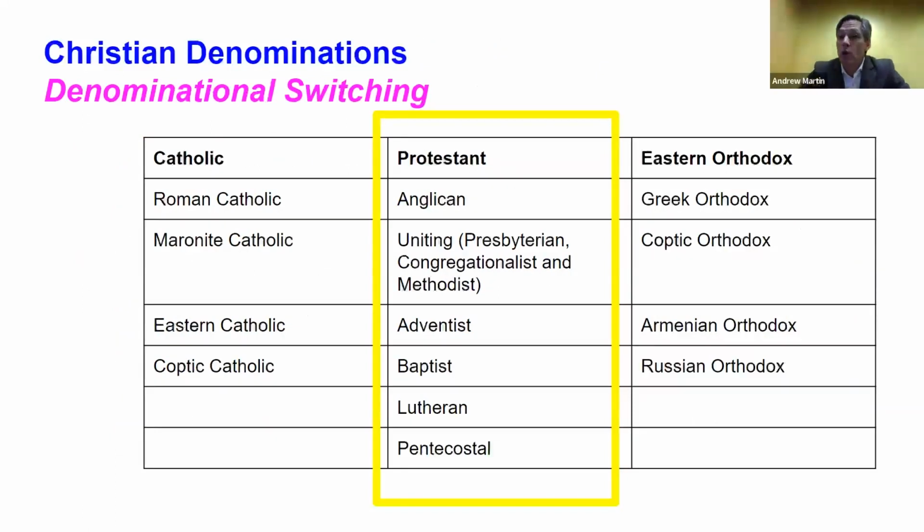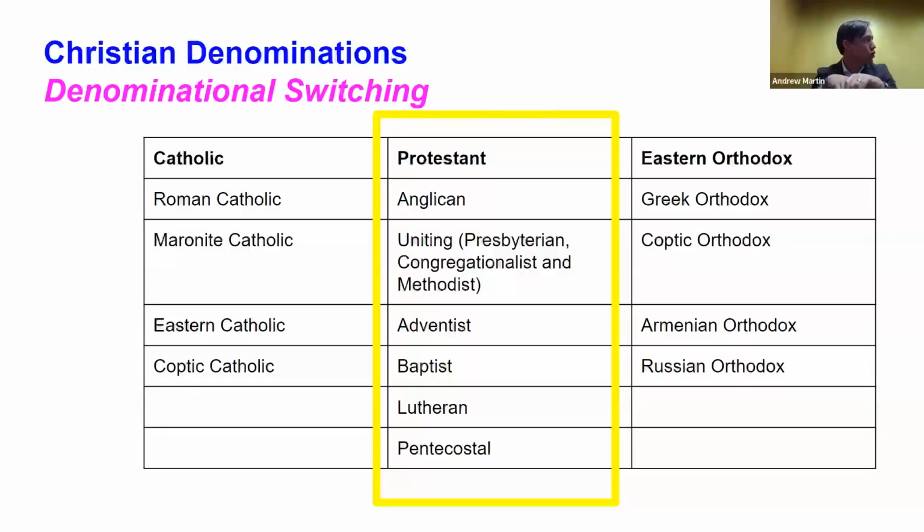All right, a few words about denominational switching. Within Christianity, you have these different streams. You have the Catholics, in the left-hand column. The centre column has the Protestant denominations. And in the right-hand column, you've got the Eastern Orthodox. Denominational switching means exactly what the title says. It's switching or changing between denominations, so leaving one and joining another.